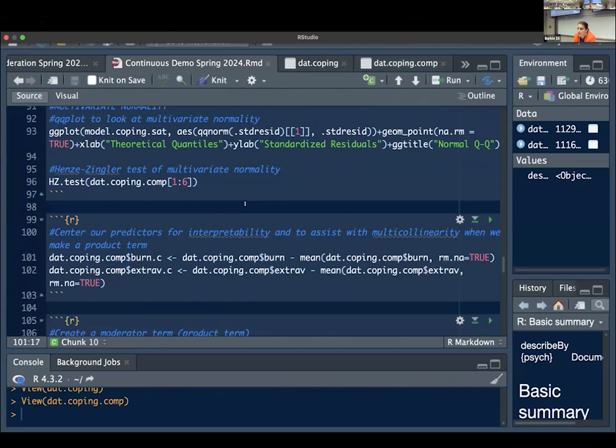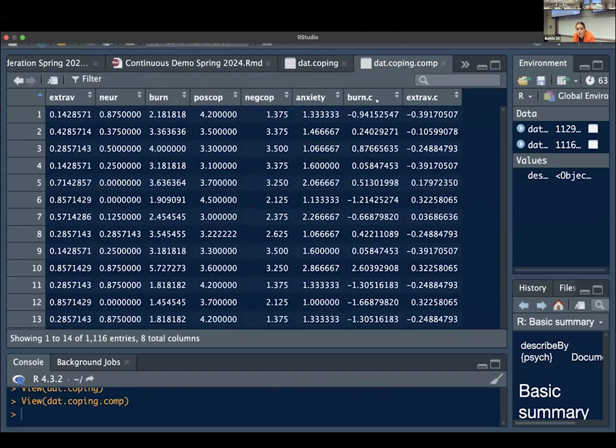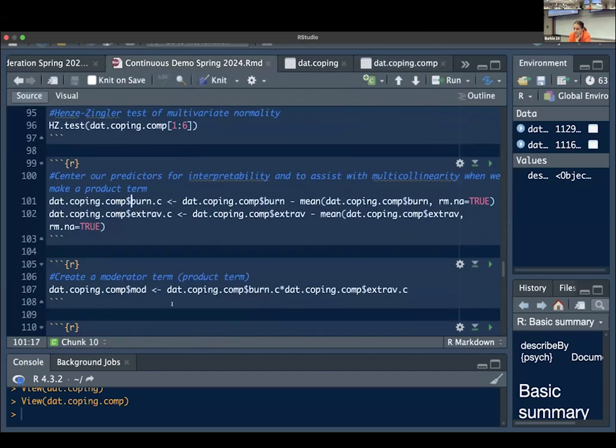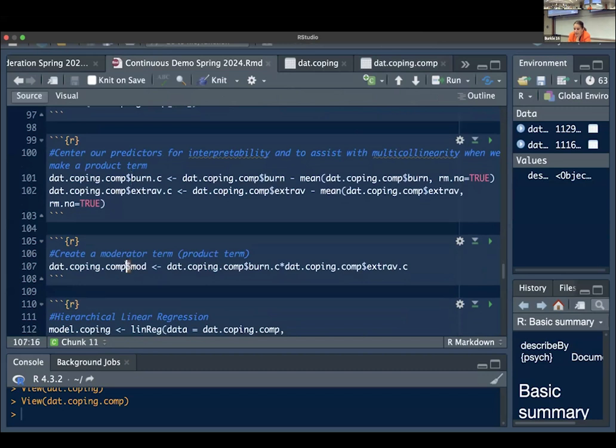What's the next thing I need to do? Everybody, what do I have to do next? Create a moderator. I'm doing moderation, right? So how do I do a moderator term? I literally multiply my two centered variables. So I've got burnout predicting positive coping, and I've got extroversion moderating. So I need to create a third term, which is burnout times extroversion. Okay. How do I do that? Very simple. I say create a variable. That's the dollar sign, which means variable. I'm going to call it mod.